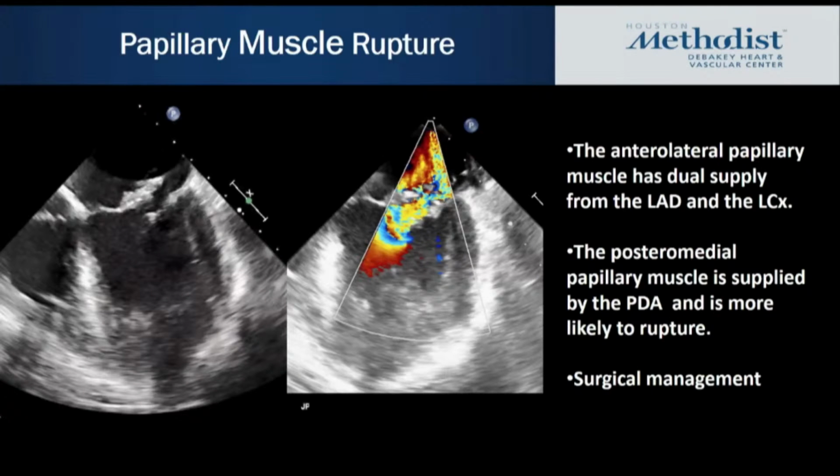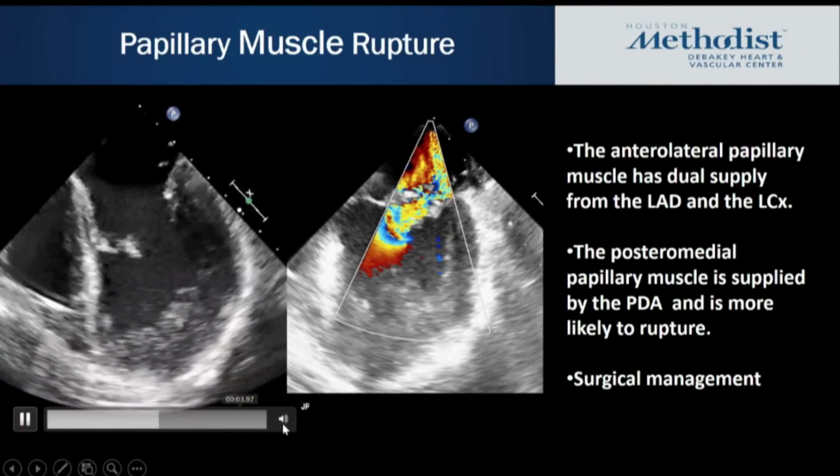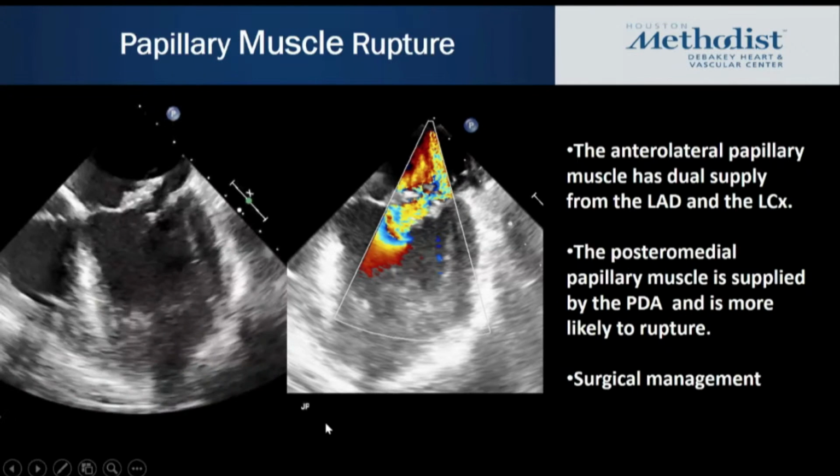The anterolateral papillary muscle is less likely to rupture as it has dual blood supply from the LAD and the left circ. The posteromedial, however, is more likely to rupture because it has a single blood supply by the PDA. When you see this, especially when you have a patient with an MI, make sure to contact your surgeons. This is a surgical emergency. So make sure you auscultate everybody who presents with ACS, especially late presenting ones.